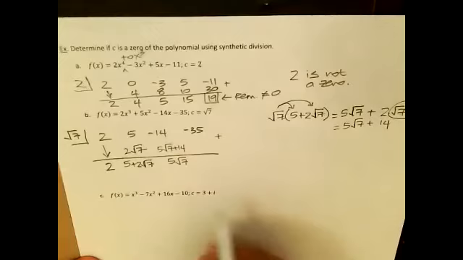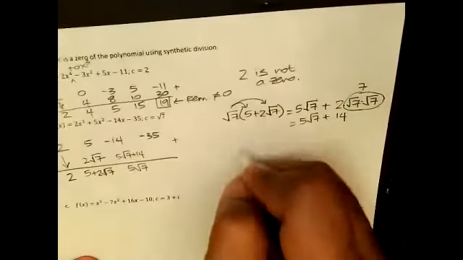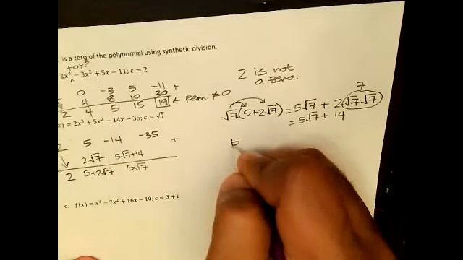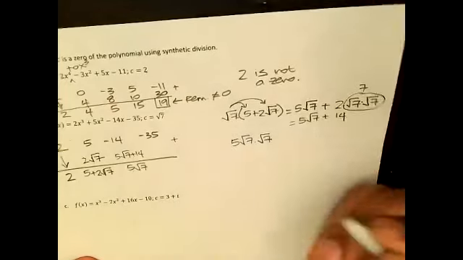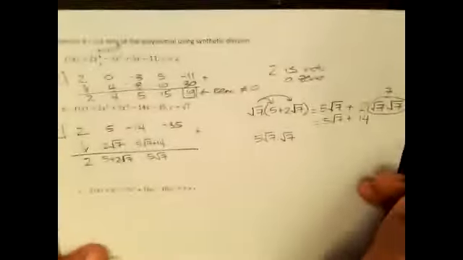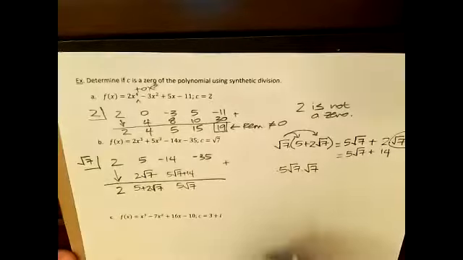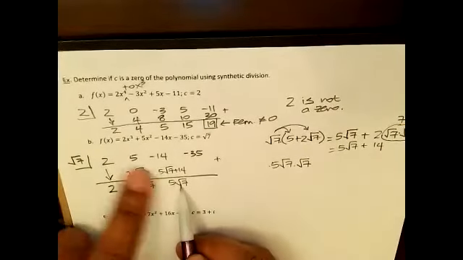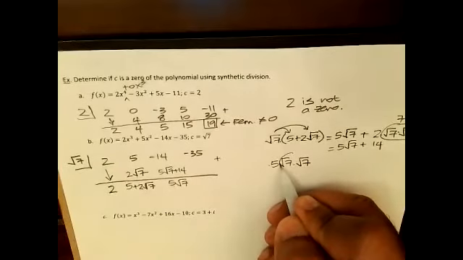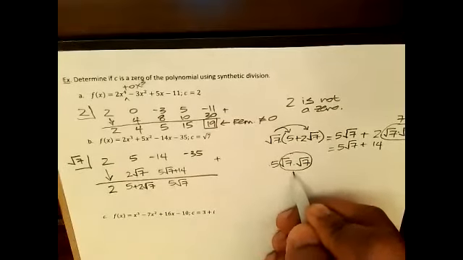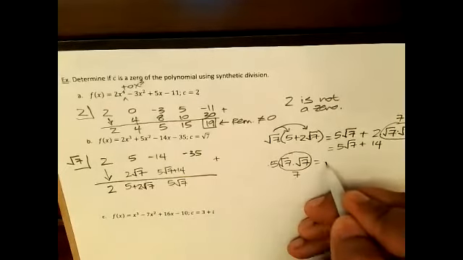Now what I have to do is multiply the 5 square root of 7 times the square root of 7. So when I multiply 5 square root of 7 times the square root of 7, because remember when you do synthetic division, you multiply the number on the bottom by this number out here. So square root of 7 times square root of 7 will give me 7. And then 5 times 7, that will be 35.